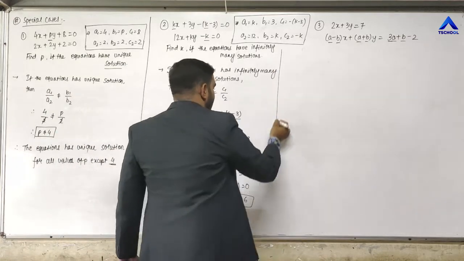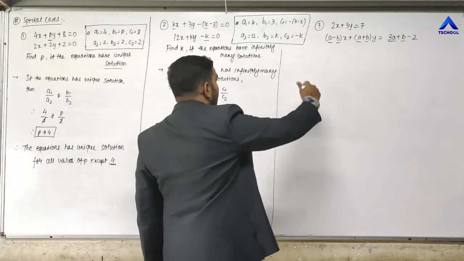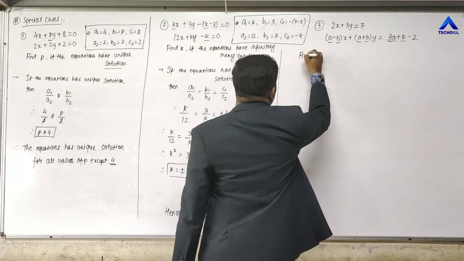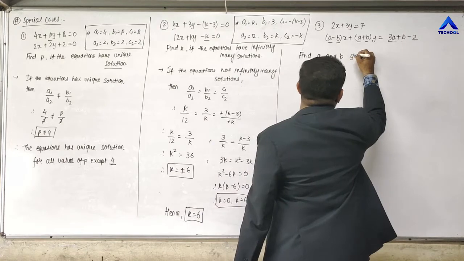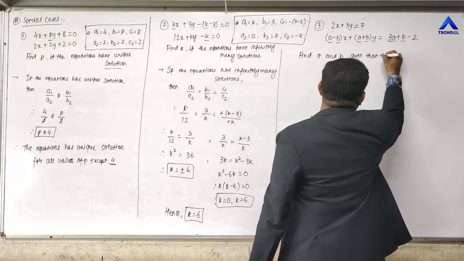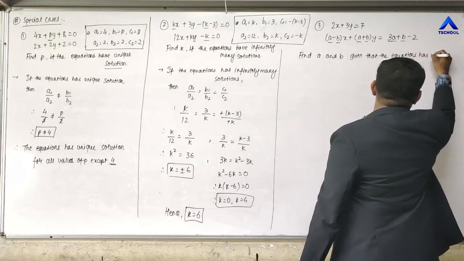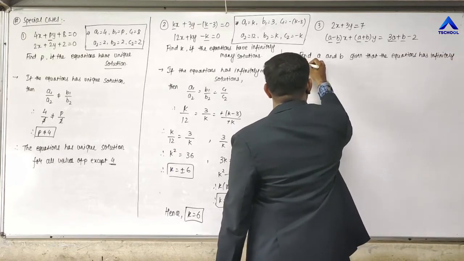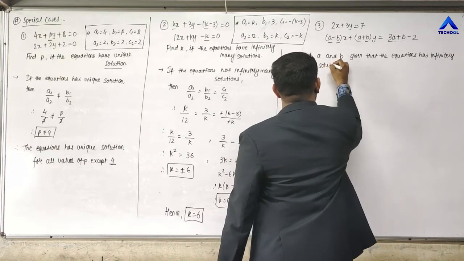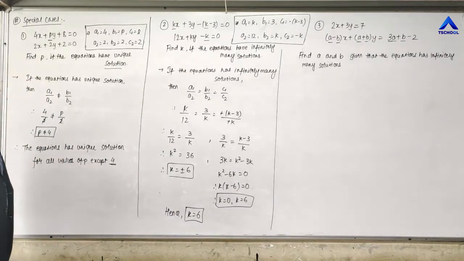Now coming to the third question, we need to find out the values of a and b. Again I am writing down: find a and b given that the equation has infinitely many solutions, right? Now see friends, we are going to solve this question in a slightly different way, right?